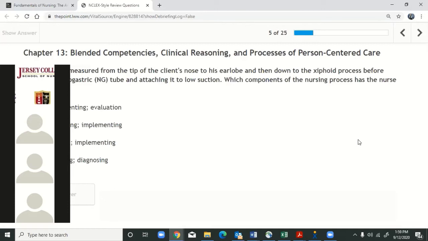The nurse measured the tip of the client's nose to his earlobe and then down to the xiphoid process before inserting the NG tube and attaching it to low suction. Which components of the nursing process has the nurse demonstrated? A.